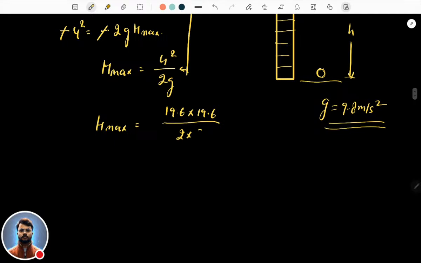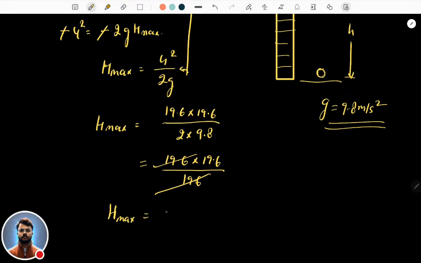So put the value of g, that is 9.8. So that is 19.6 into 19.6. What is 9.8 into 2? That is also 19.6. So this will cancel the 19.6 upside in the denominator. All right, that is, h max remains 19.6 meters. So this is the height that the ball covers in the upward direction.